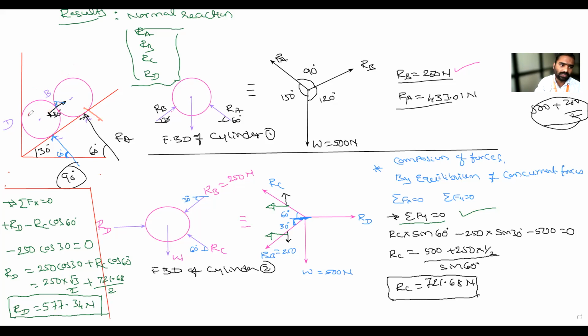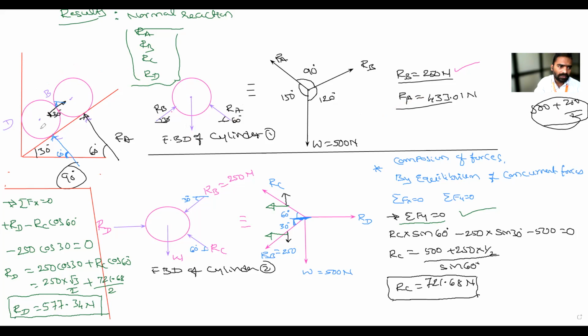Coming to cylinder 2, there are RB, RC, RD, and weight. This cylinder is subjected to four forces. This one has three forces, correct? So I will consider one cylinder first. There is RB, there is RA, and this is weight. Weight is known. This RB and RA I can find out with the help of Lami's theorem.